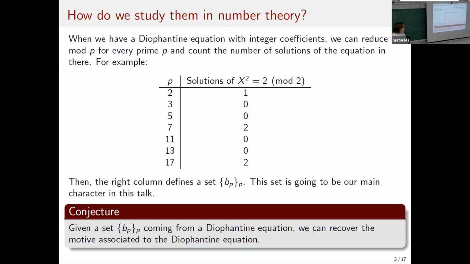Now, why is this set important? We have a very broad conjecture that comes from the Grothendieck school of studying these kinds of things, that says that if we have a set of numbers like that one, we can recover the motive associated to the Diophantine equation. What is the motive? It's a very difficult definition. Basically, what you have to think is that somehow from the set of b_p we can recover some information about the equation.